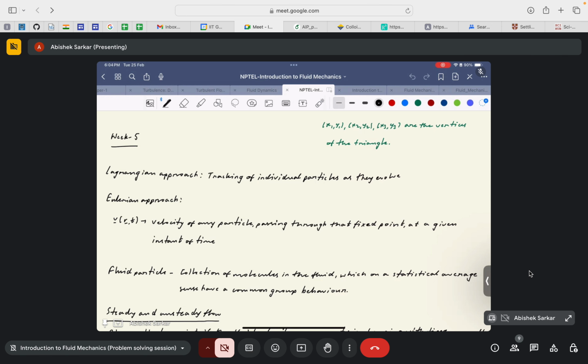Again, welcome back to week 5 of the problem solving session for the introduction to fluid mechanics course. And in this week we will be entering a new chapter, a new part of this course, again quite a crucial one, that is fluid kinematics.